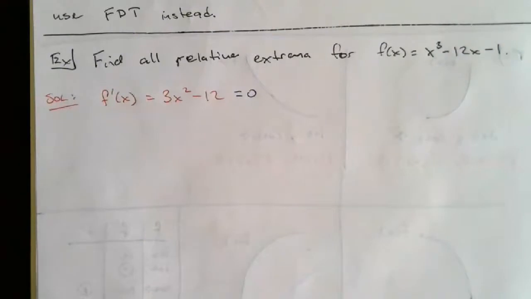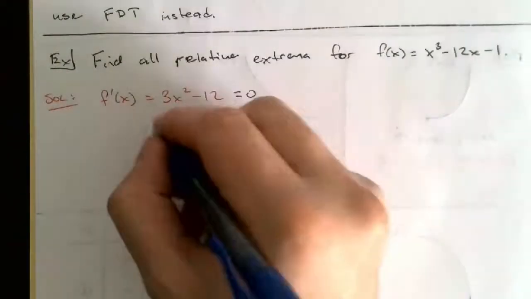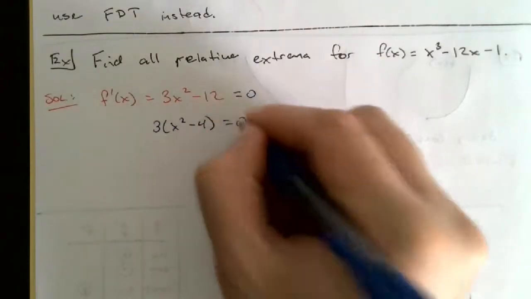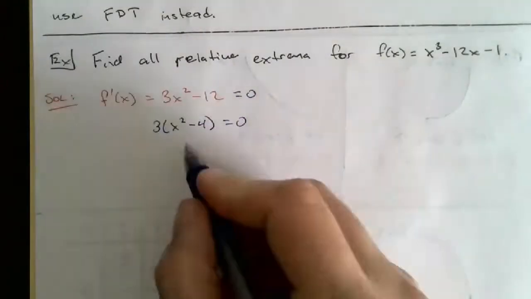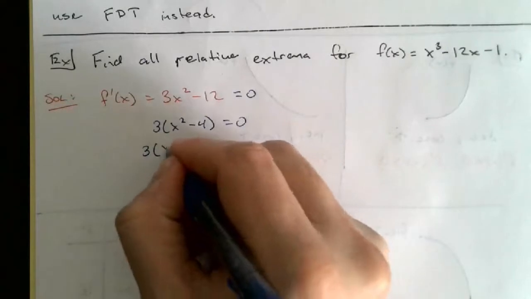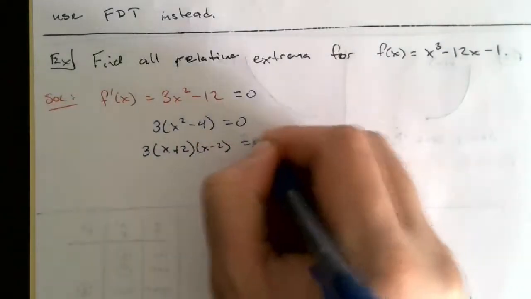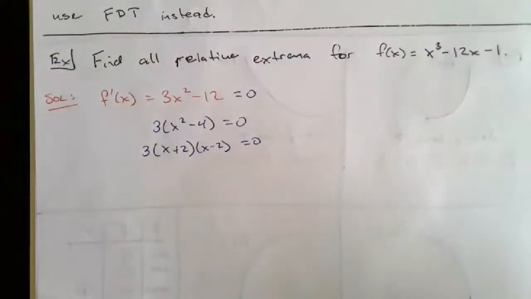So we have 3x squared minus 12 equals 0. Well, how do you solve this? You want to factor it. We got 3 times x squared minus 4 if I factor out the GCF of 3. And then remember, x squared minus 4 factors as the difference of squares, x plus 2 times x minus 2. This all still equals 0. And then remember how you solve this.